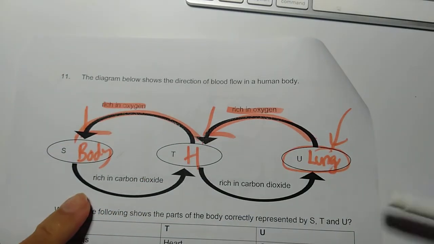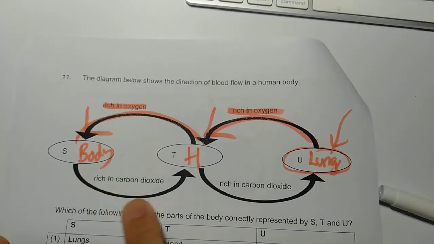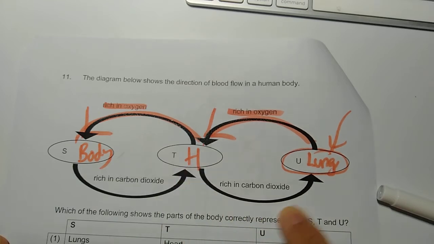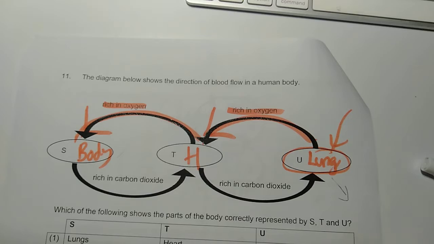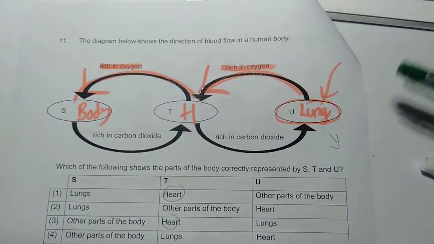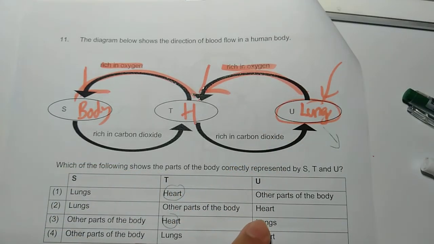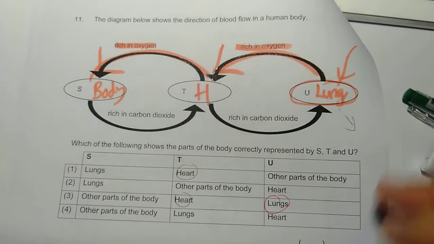Then the body will send the blood that is poor in oxygen and rich in carbon dioxide to the heart to be pumped over to the lungs to get rid of the waste gas carbon dioxide. So now very clear, T must be your heart and U must be your lungs. Okay, answer is 3.